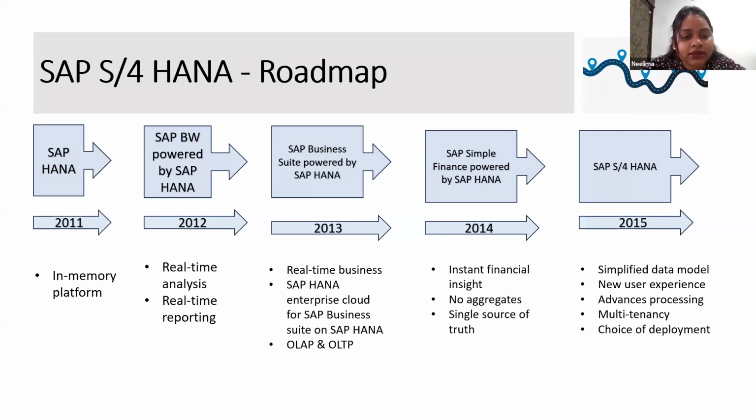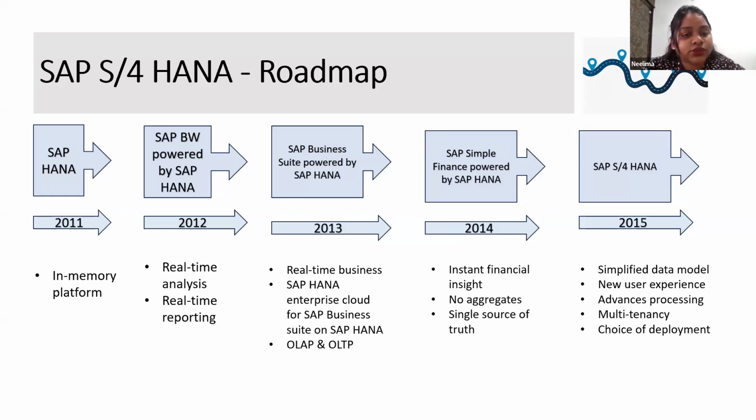In 2012, SAP introduced SAP BW, the Business Warehouse powered by SAP HANA. This allowed businesses to perform real-time analysis and real-time reporting. Whatever transactions we post in SAP, immediate analysis is done and immediate reports are produced. So financial decision making can be done whenever the company wants, in real time. Companies could now generate reports instantly instead of waiting for hours.